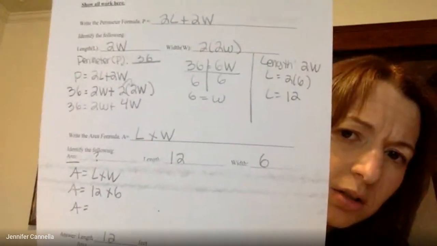I'm going to rewrite the formula. Area equals length times width. Area equals 12, the length, times 6, the width. What is 12 times 6? 72. Square inches. Or, yeah, 72 inches squared. So there you have it.